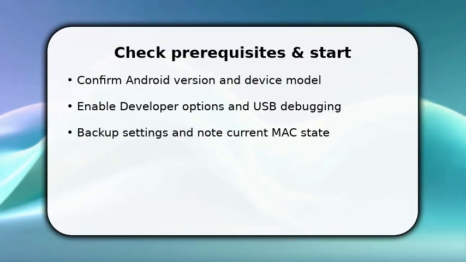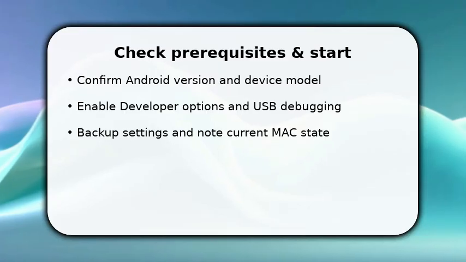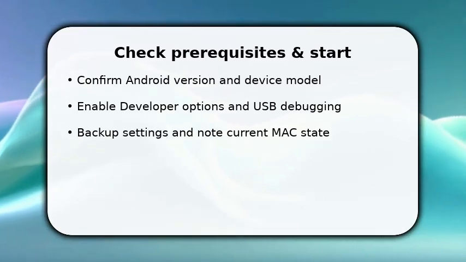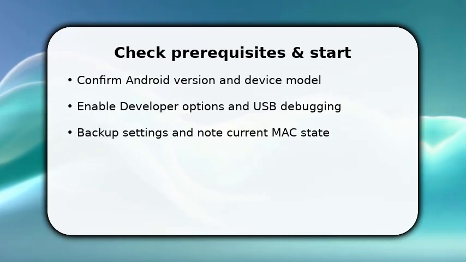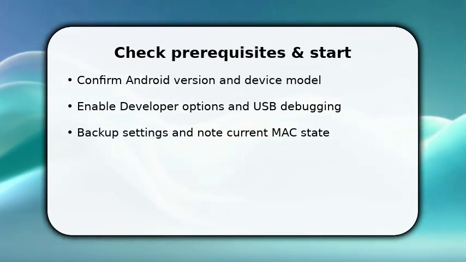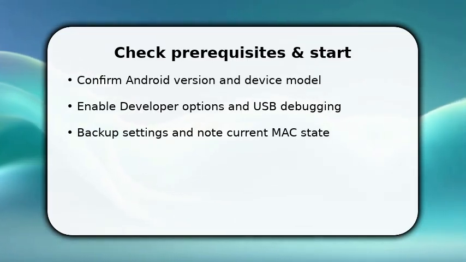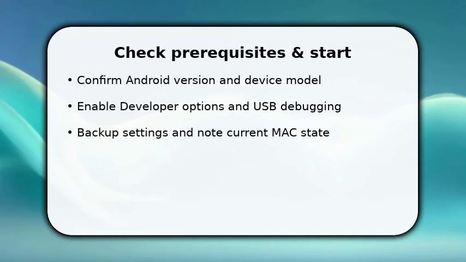You begin by confirming your Android version and device model so you know which system settings to expect. Once done, enable developer options and turn on USB debugging. This unlocks the tools you need. Make sure to back up important settings and note that the Wi-Fi MAC shows unavailable to reproduce the fault.